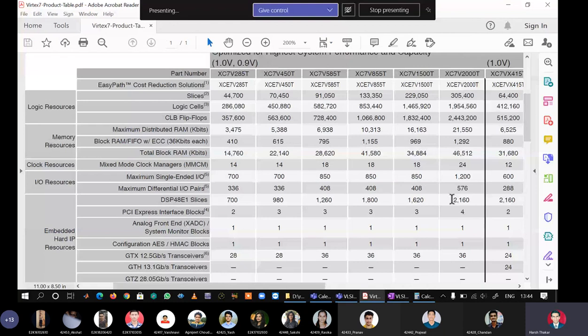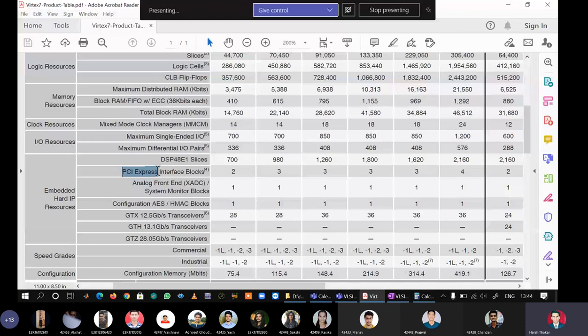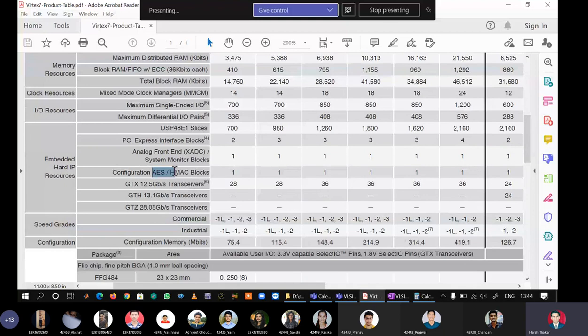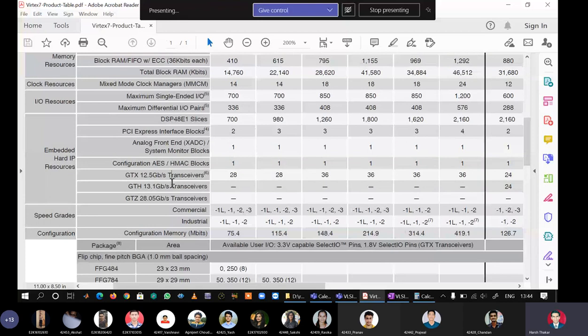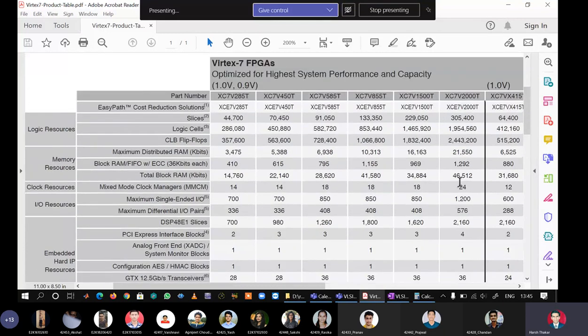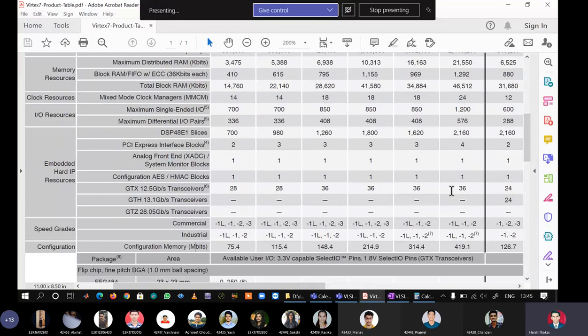It contains 2160 DSP slices. It has support for PCI Express also, that is peripheral component interconnect. It has ADC inside. It has AES, that is 128-bit advanced encryption standard, also inside. It has HMAC blocks. It has 12.5 Gbps transceivers. You can understand what kind of a device it is. So it contains up to 28.05 gigabit receivers, right? So the densest FPGA, XC7V2000T, contains 36 12.5 Gbps transceivers, which goes to show that nobody can beat an FPGA as far as IO ability is concerned.